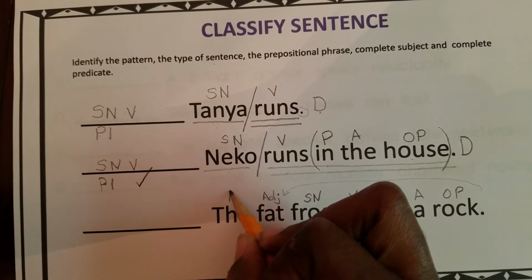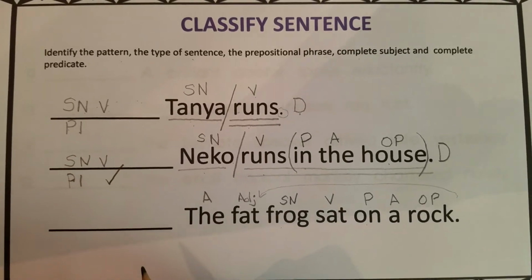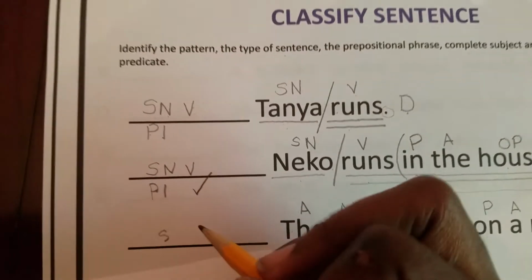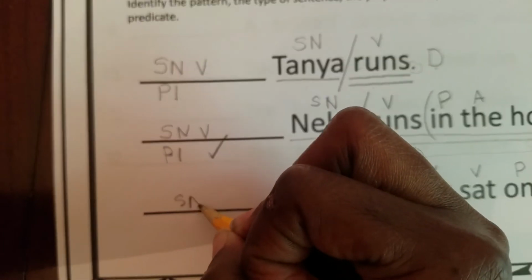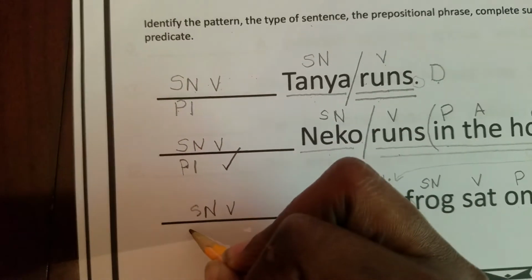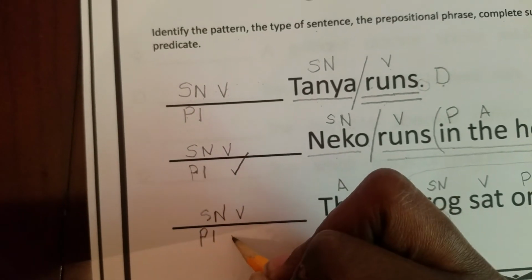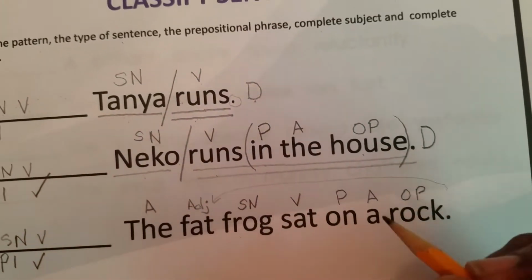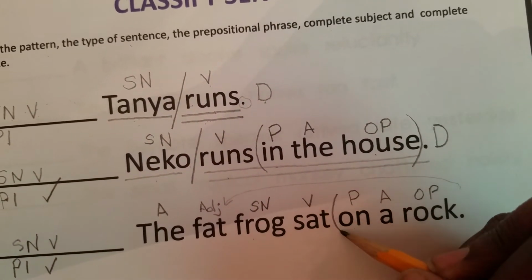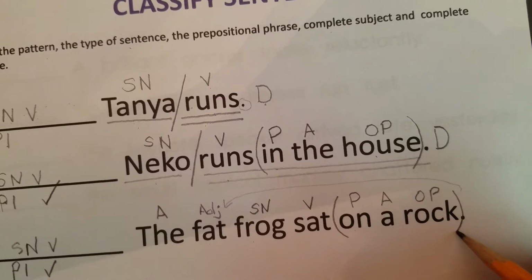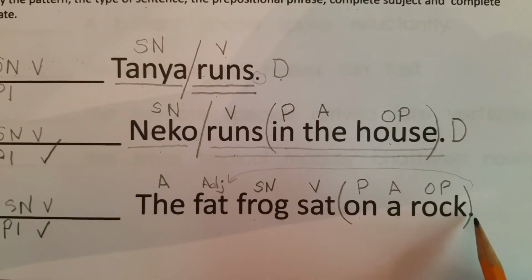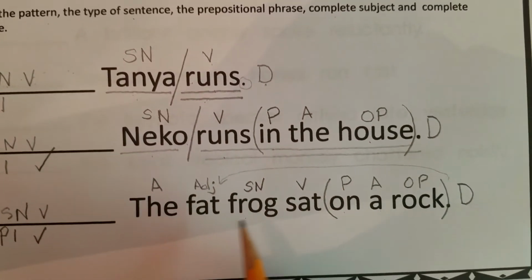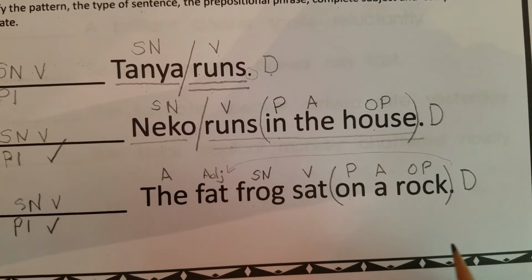The, article adjective. Now we have to label it. Subject, noun. Verb, Pattern 1. Check. What are we checking for? Prepositional phrases. There's one. On a rock. Prepositional phrase. Period. Statement. Declarative sentence. Because it's a declarative sentence, it's just telling us what the frog sat on.